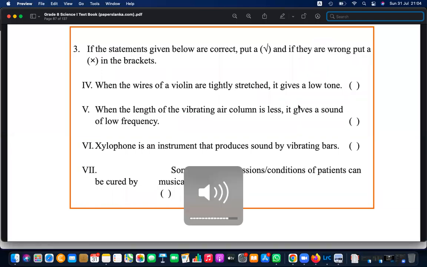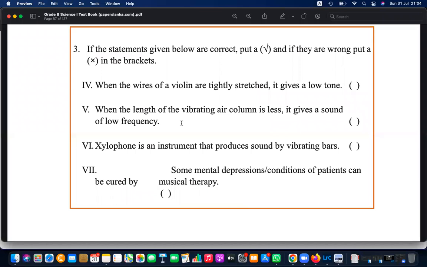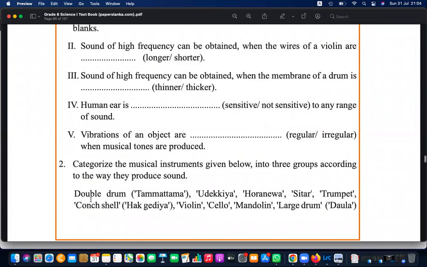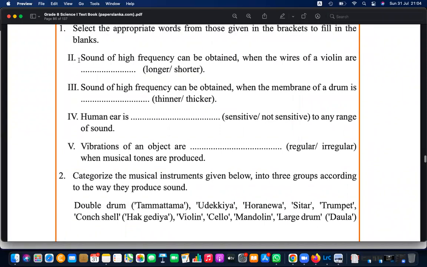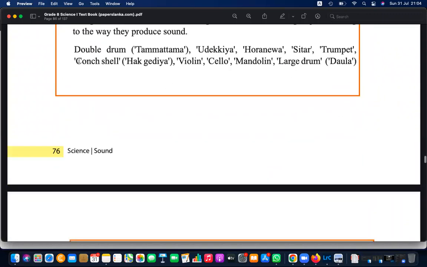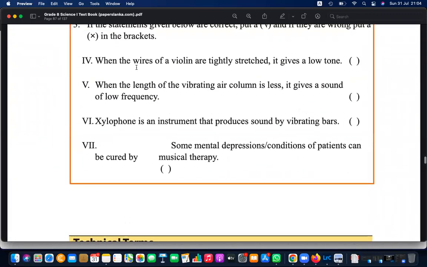So you have to put right or wrong in front of these statements. Why 4, 5, 6? Is there 1, 2, 3, 4? I think there is a number in error, right? Anyway, I cannot see any.